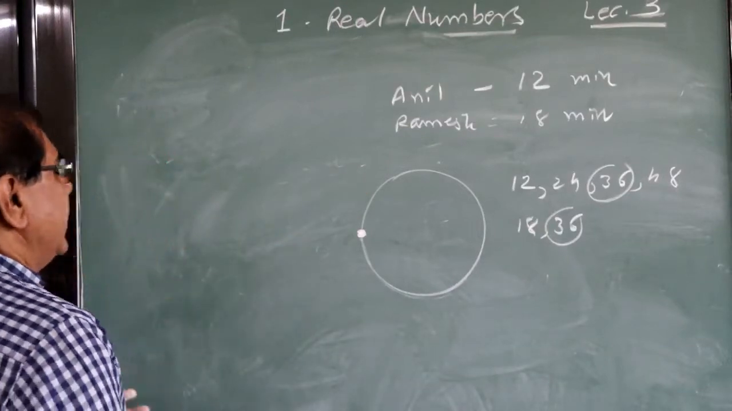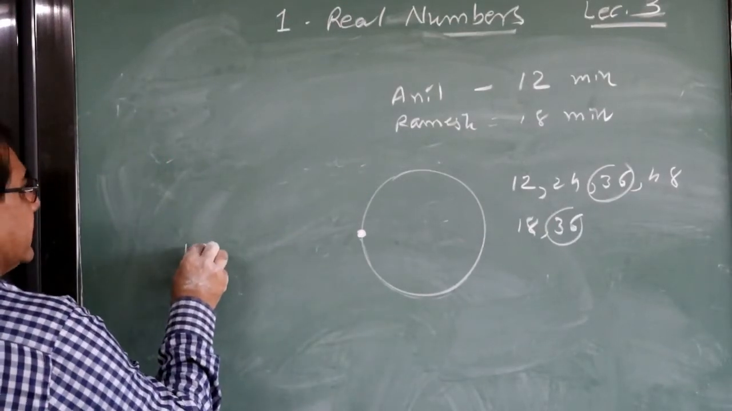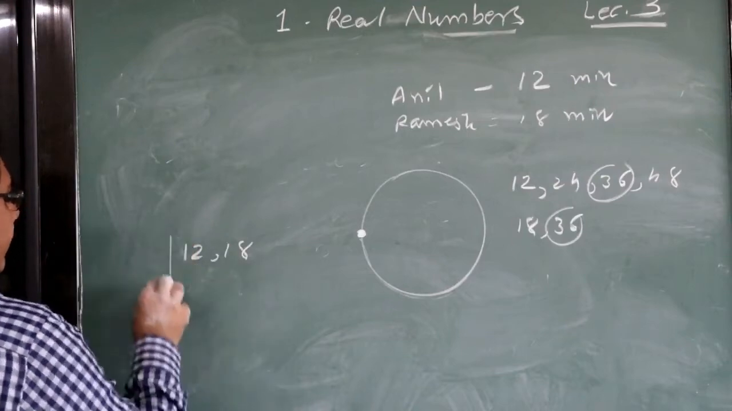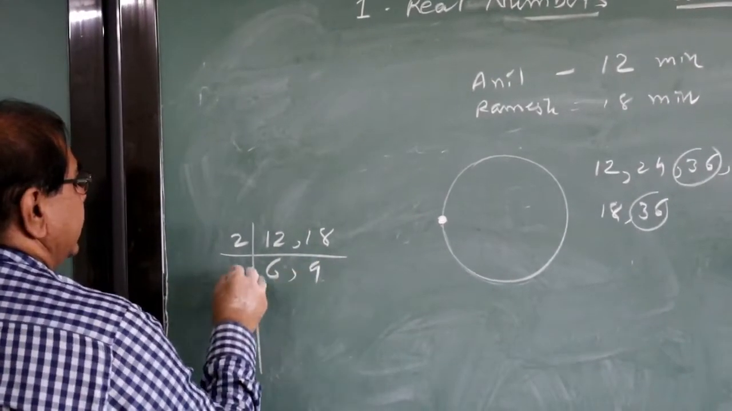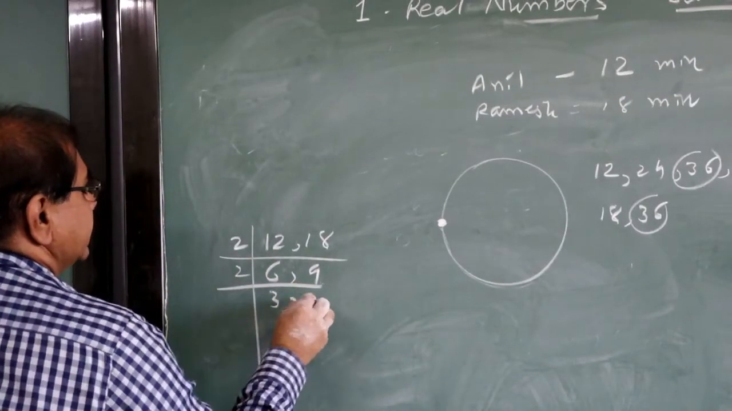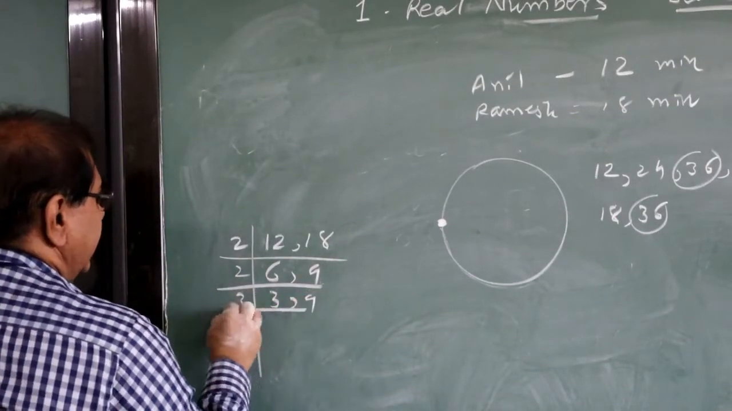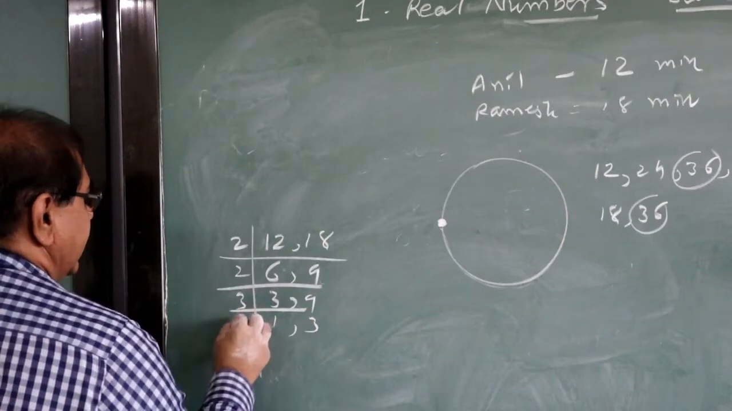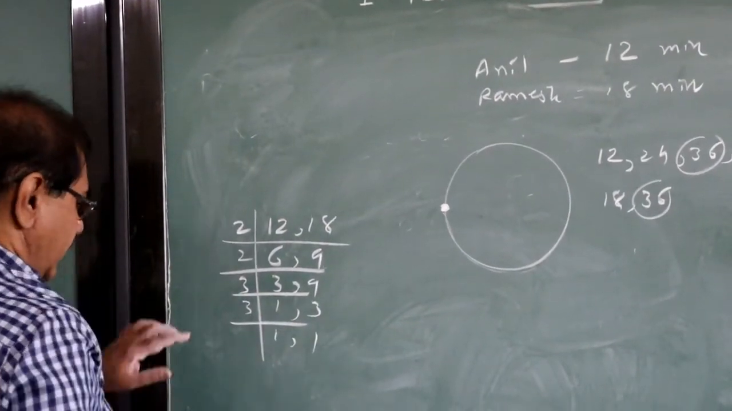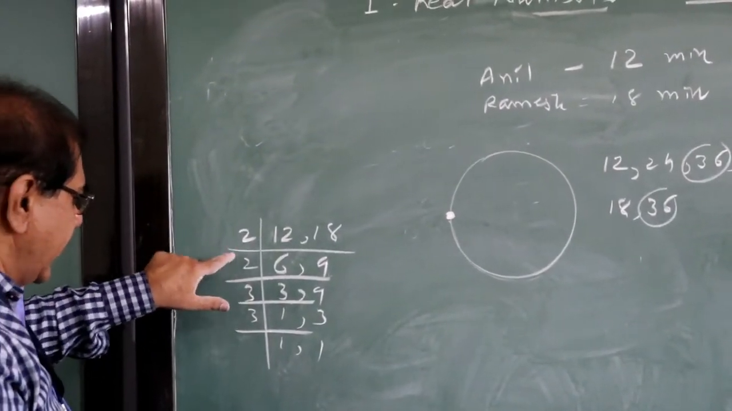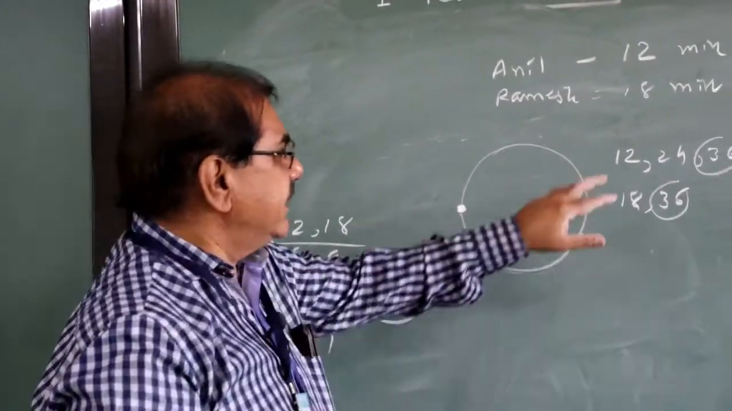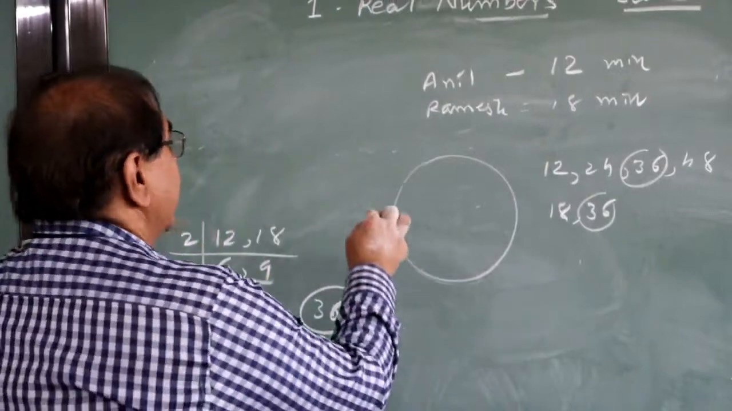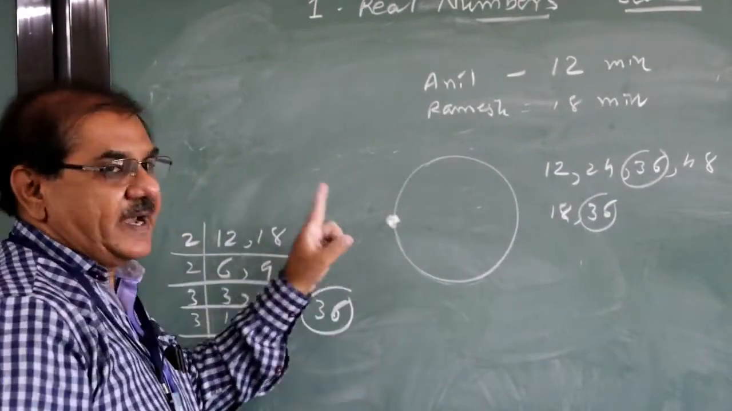How to find it? Ultimately we find the LCM of 12 and 18. I start with 2: 6 twos are 12, 9 twos are 18. Then 2: 3 twos are 6, 9 as it is. Then 3: 3 ones are 3, 3 threes are 9. Then 3, 1, 1. So 3 threes are 9, 2 nines are 18, 2 eighteens are 36. So after the completion of 36 minutes, they will get together again at the same spot, that is the beginning.